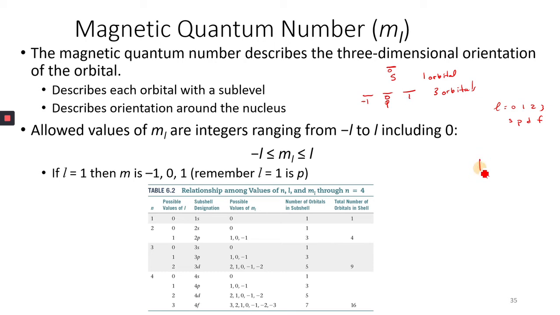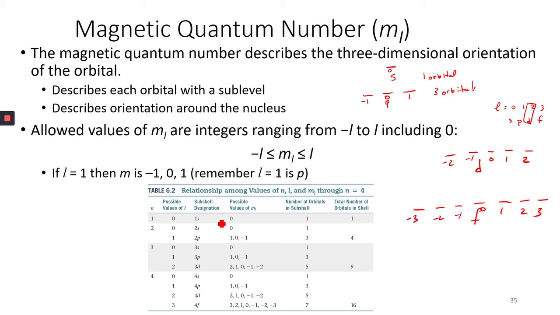Okay, if you have a D, L value is 2. You have 5 orbitals, so it'll range from negative 2 to positive 2. And finally, F has 7. So on and so forth.